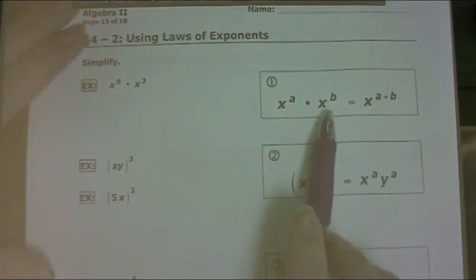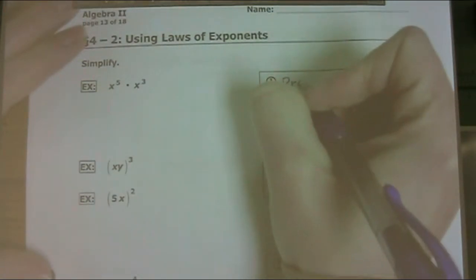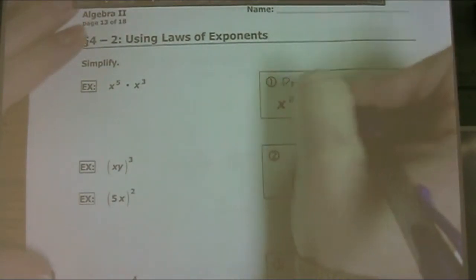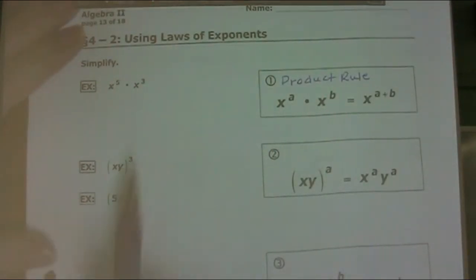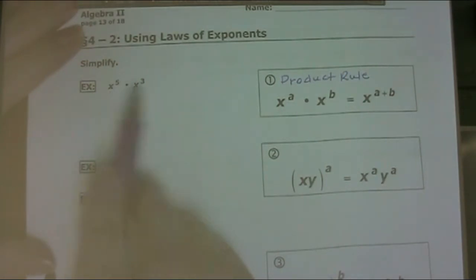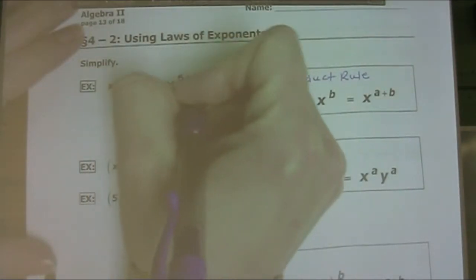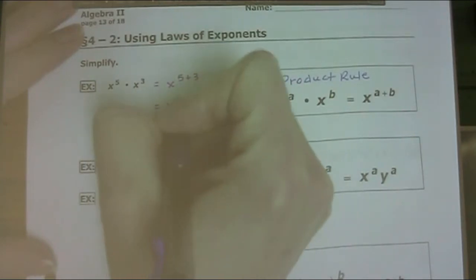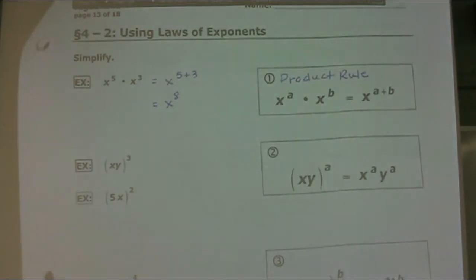X to the a times x to the b is x to the a plus b. And this is called the product rule. The way that this works is if we have x to the fifth times x to the third, this is x to the 5 plus 3 power, or x to the 8th. And what we've done here is use this product rule to multiply two monomials.